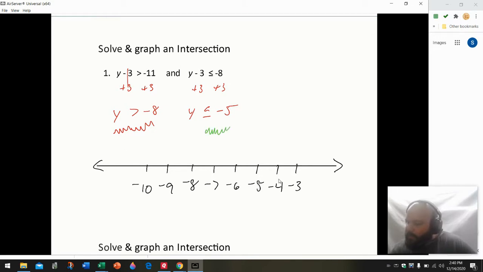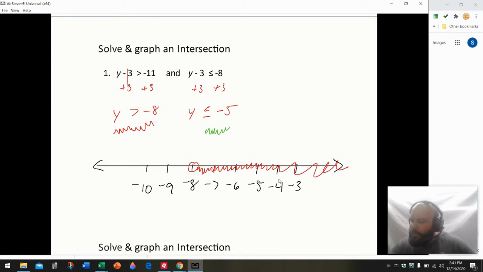Okay. So let's graph. The first one is y is greater than -8. So I'm going to put an open dot because it is greater than, not equal to. And then we've got to shade the numbers that are bigger than -8. And those numbers are over here.